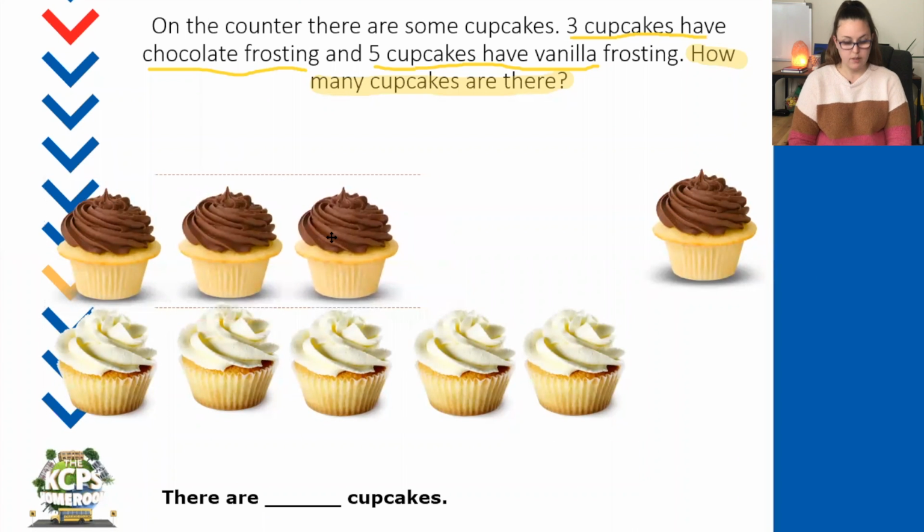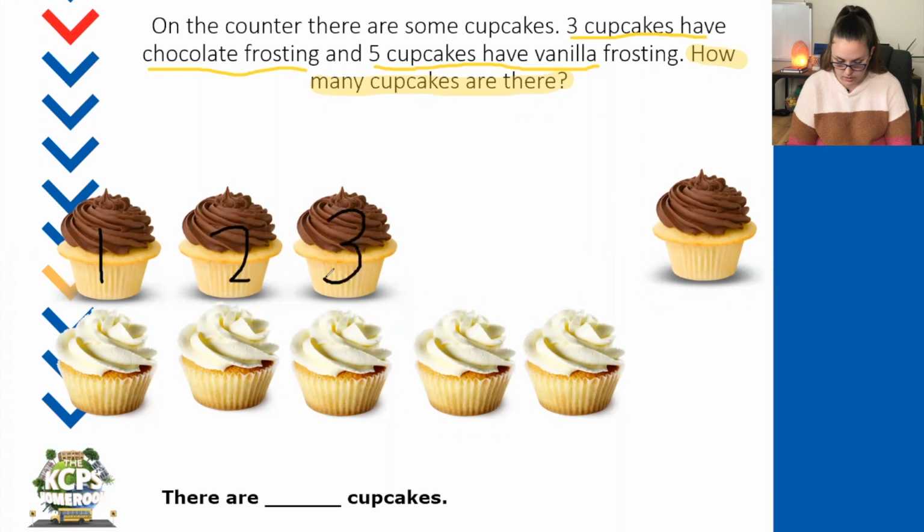So the top row has 3 chocolate frosted cupcakes. The bottom row has 5 vanilla frosted cupcakes. How many cupcakes are there in all? So I'm going to pull my drawing tool back out. And in order to find how many cupcakes there are in all, I really need to count the individual groups and put them together. So we know that there are 1, 2, 3 chocolate frosted cupcakes, so 3.